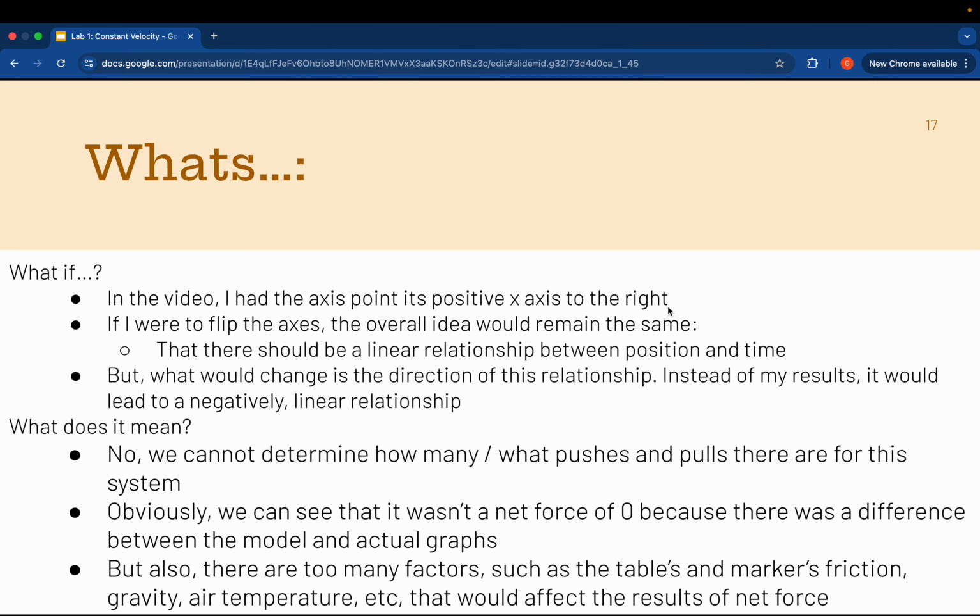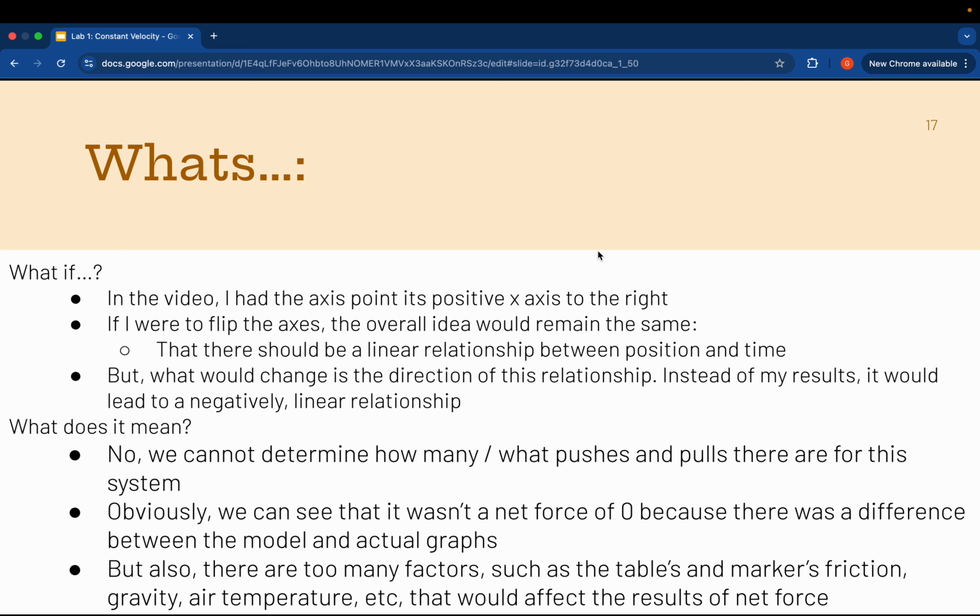And here are the what ifs, and what does it mean? The what if is, in the video I had the positive x direction axis pointing to the right. If I were to flip the axes, the overall idea would remain the same, but what would change is the direction of the relationship. So instead of a positive linear relationship, it should be a negative linear relationship. So position decreases as time increases.